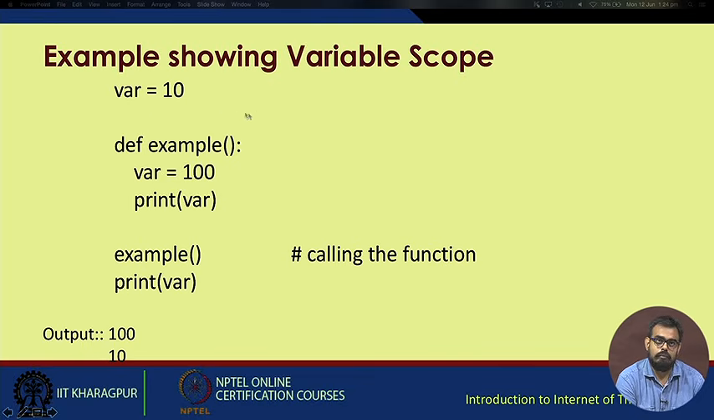Again, you have a variable as 10. Within example, var equal to 100, you print this var, and you call this example and again print var. So what will happen is, within this example it prints var, so this var will be 100, which is locally assigned, right? So initially the global variable is 10, but this overrides that value and reassigns 100 to it. But outside this function, this is not valid. So for the second print statement, it will print the global variable 10.